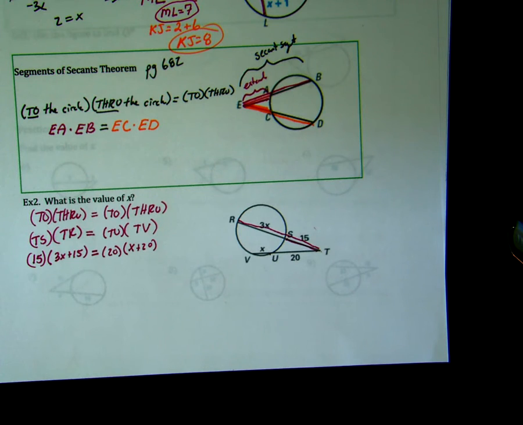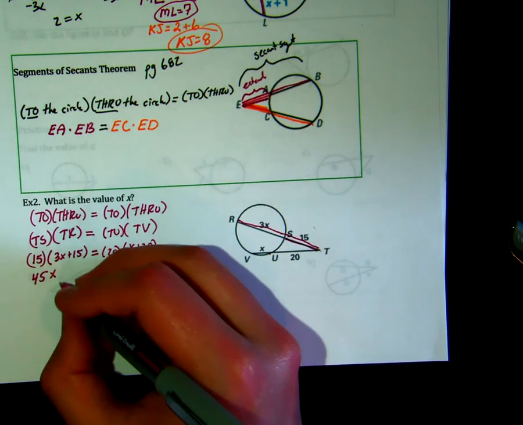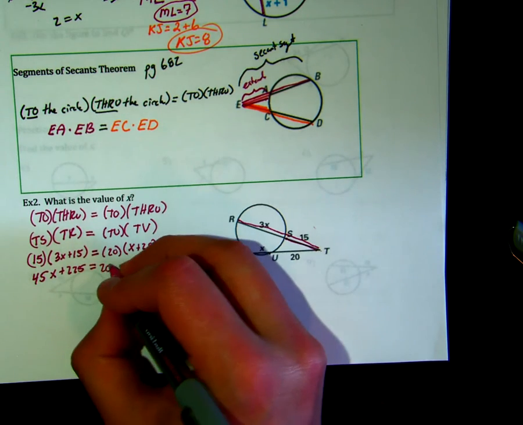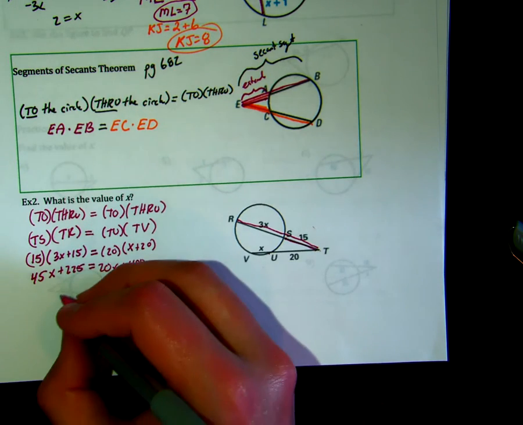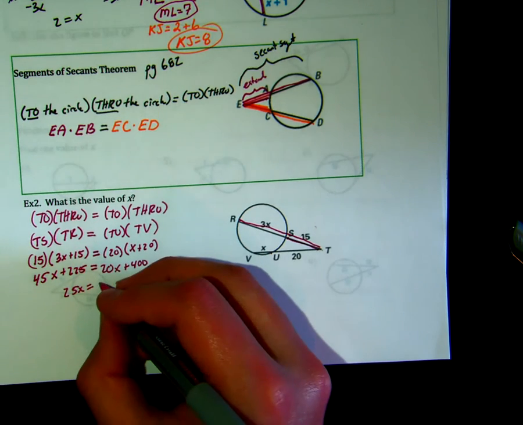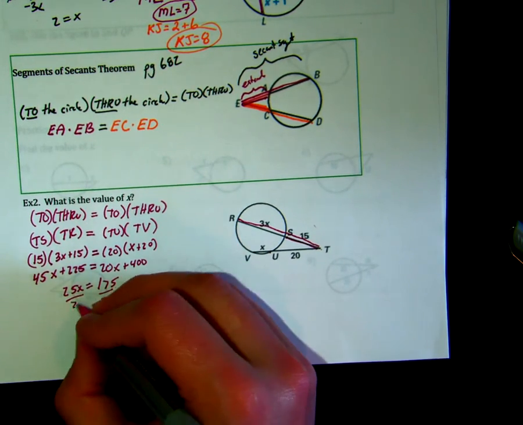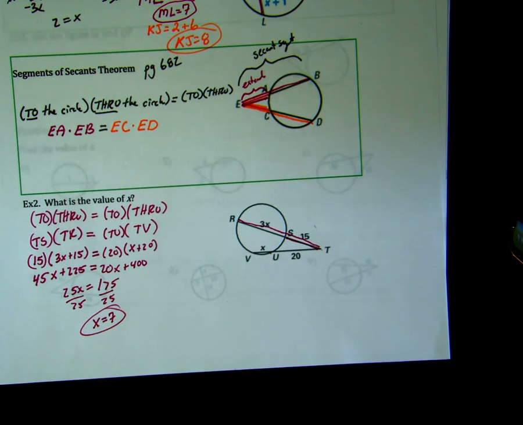All right. So if I multiply these things, this is 45x plus 225, and this becomes 20x plus 400. So if we subtract the 20x, that gives us 25x on this side. Subtract the 225, that gives us 175. And then divided by 25, we get x equals 7. Okay? So that is to the circle, through the circle.